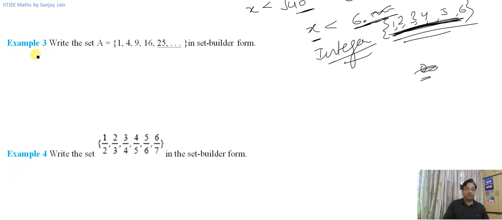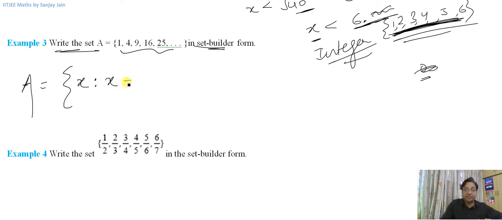Let us look at the next one. Write the set A in set builder form. So how do we write? We'll write this as braces, then I write x such that x is equal to, now I need to make some rule here, so that the rule should satisfy all these values. You should be able to get all these values from that rule. So what are the values? 1, 4, 9, 16, 25.